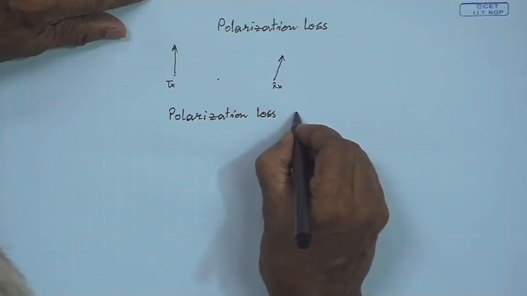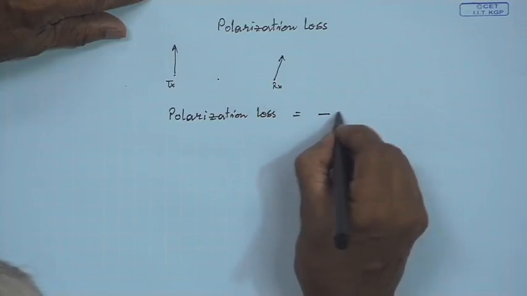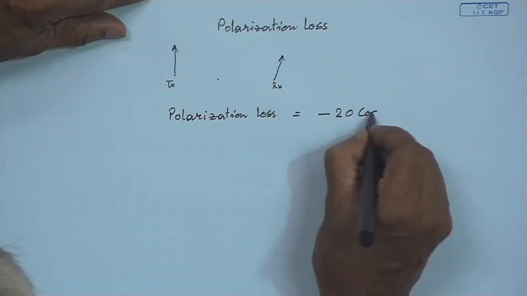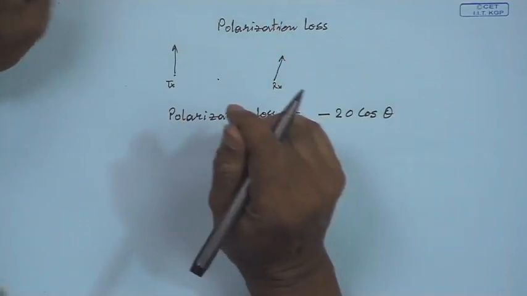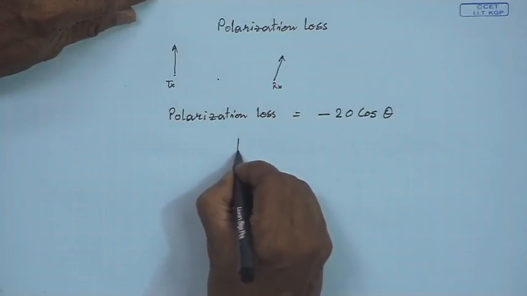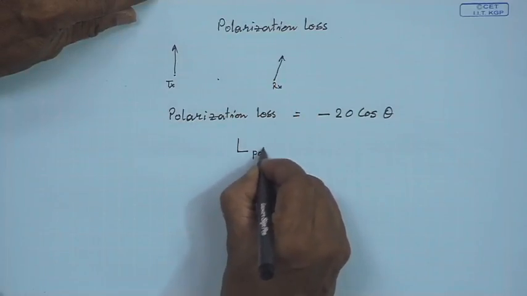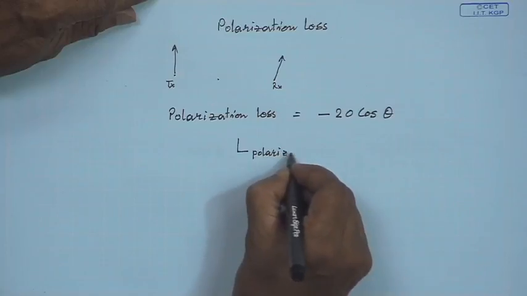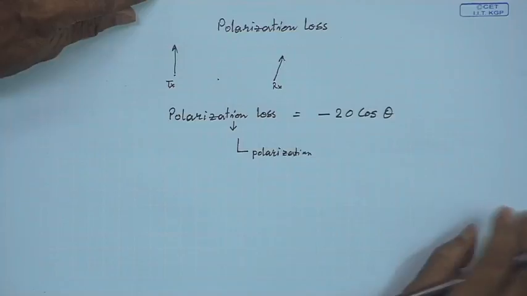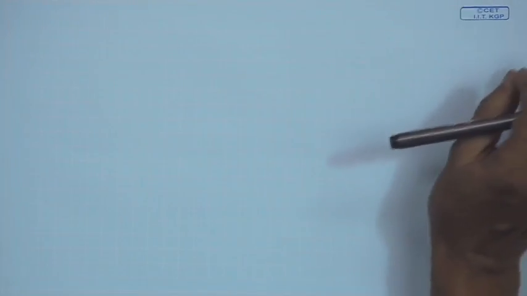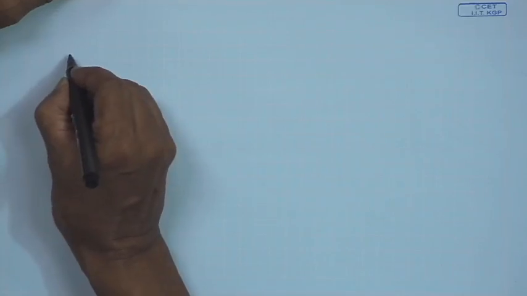And in some of the books it says that it is of the order of -20 cos theta, where theta is the angle between these two planes. So, we will term it as a polarization loss, L polarization. With all these losses grouped together, let us see how the expression then becomes.